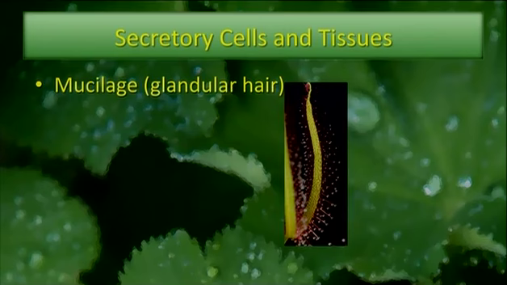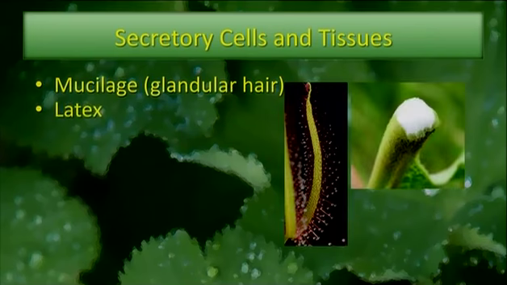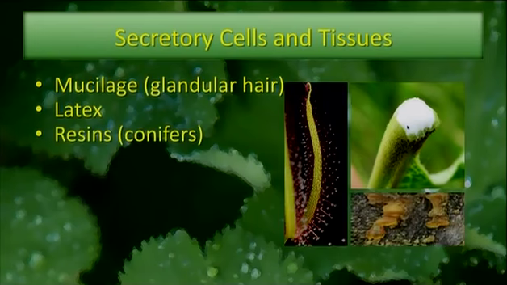Then we have mucilage, which is secreted by glandular hairs on things like this sundew, which is a carnivorous plant. And latex, this whitish substance here. If you get a poinsettia plant or other members of the family and you damage it, what comes out is this white latex. That's from members of the spurge family, the Euphorbiaceae. And then you have resins that come from conifers, and resins will fossilize to become amber. Lovely amber.